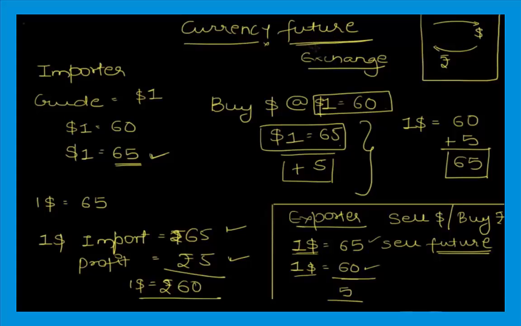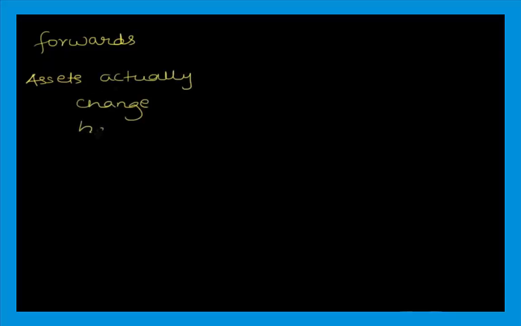So the difference between forwards and futures is very simple. In forwards, assets actually change hands, which means if I am an importer and I would need dollars after a month, I sign a forward contract with the bank where after a month the bank actually gives me dollars at a rate which was predetermined.